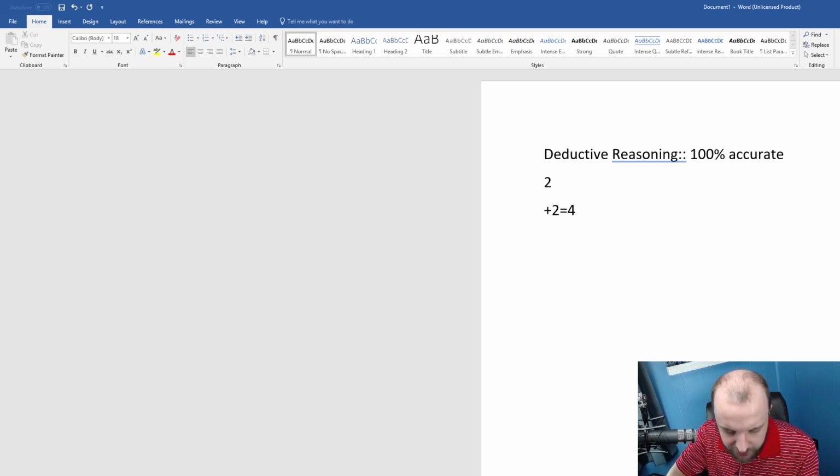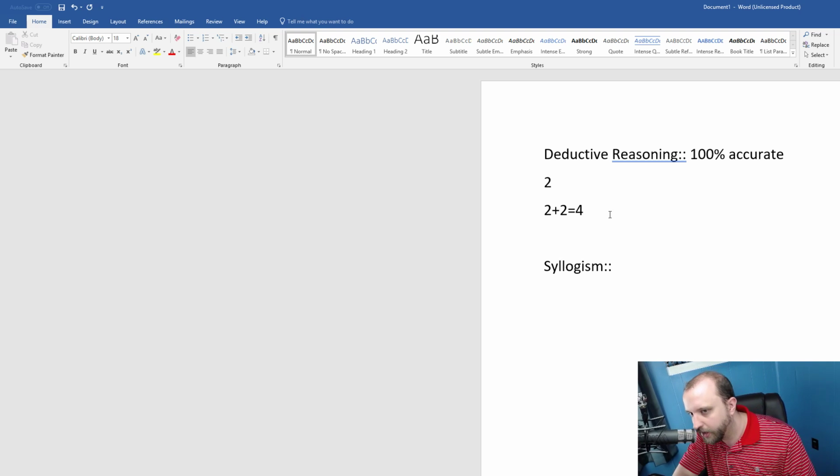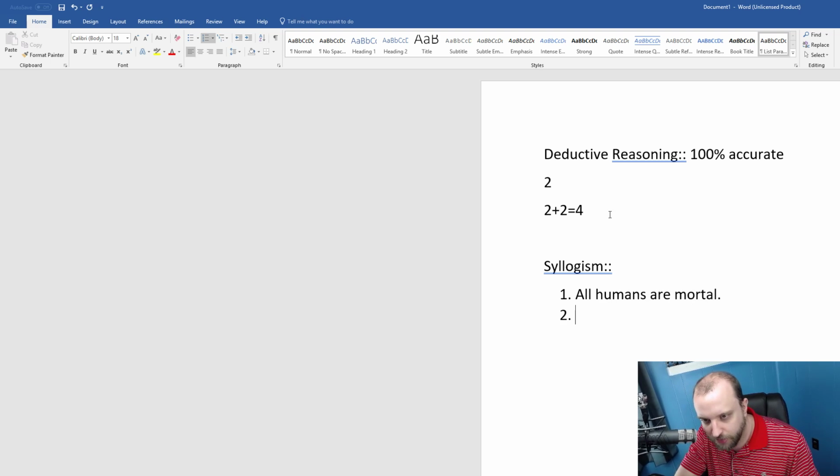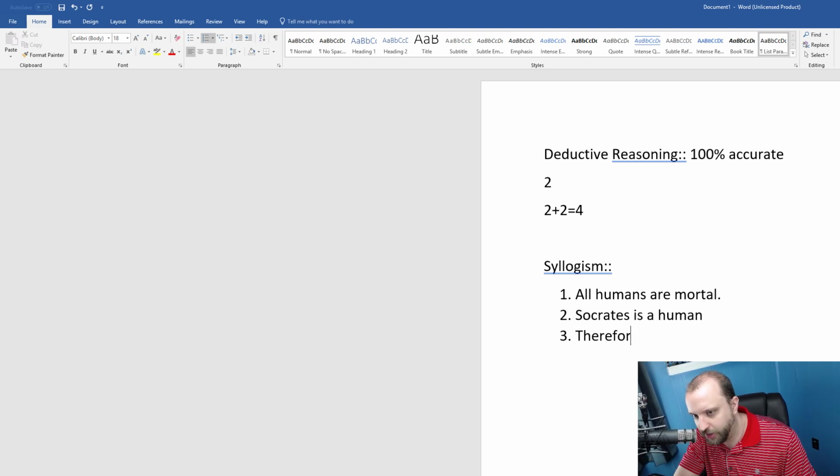The other form that it takes is called a syllogism. Basically, a syllogism is almost like word math, as you'll see in a second. The most famous syllogism in philosophy: all humans are mortal. Socrates is a human. Therefore, Socrates is mortal.